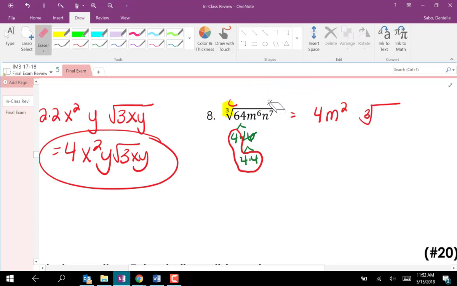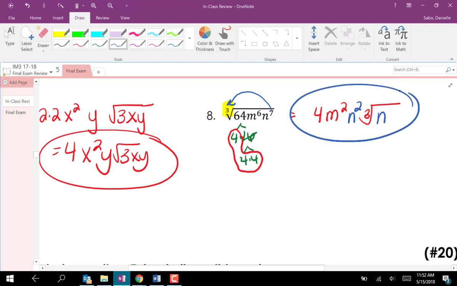Now let's talk about this one. This one's a little bit more tricky. 7 divided by 3. 2.5, 2 point something. So then I would have n squared with 1 n left inside. Very good. Here's how we got that. 2 times 3 is 6. But there's 7 n's, so 1's got to stay inside.